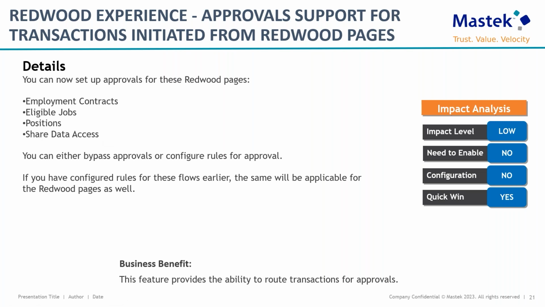If there is a rule already configured for these flows earlier, then the same will be applicable for Redwood pages as well. There are several other actions that are being considered, which are in roadmap. The business benefit is this feature provides the ability to route transactions for approvals.